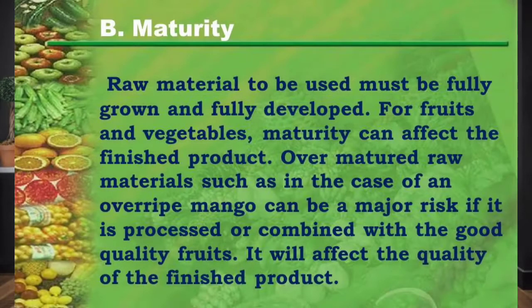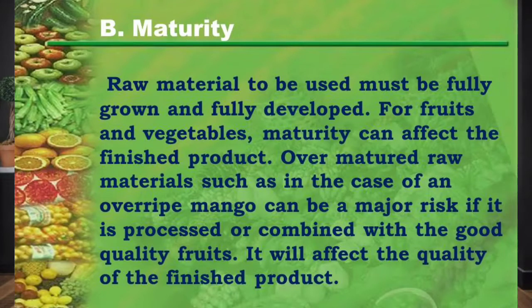Letter B. Maturity. Raw materials to be used must be fully grown and fully developed. For fruits and vegetables, maturity can affect the finished product. See to it that quality raw materials are used. Over-matured raw materials, such as an overripe mango, can be a major risk if processed or combined with the good quality fruits. It will affect the quality of the finished product.